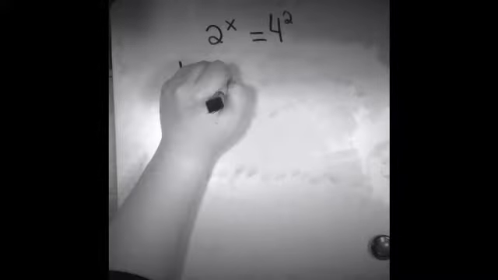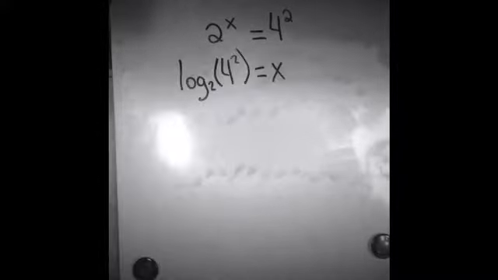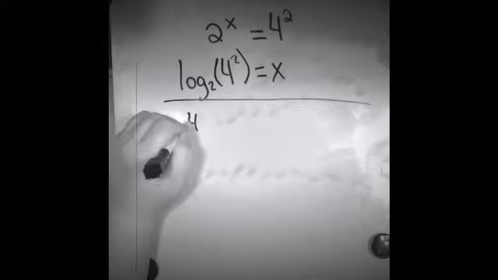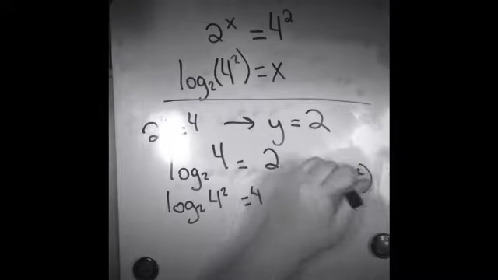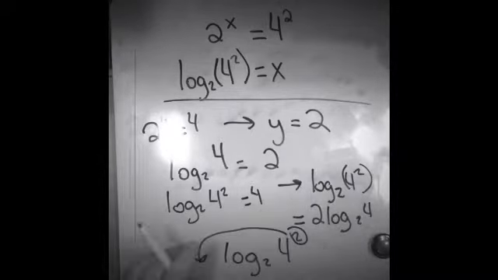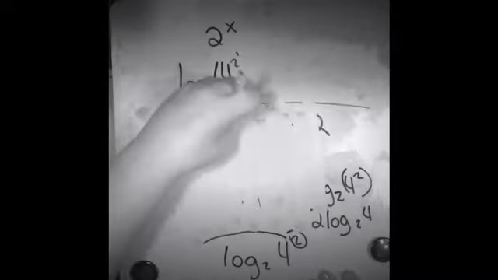2 to the x equals 4 squared. Let's use a logarithm, even though it's easy. Log base 2 of 4 equals 2. Log base 2 of 4 squared equals 4. So log base 2 of 4 squared equals 2 times log base 2 of 4. Just multiply by the exponent by moving it to the front.